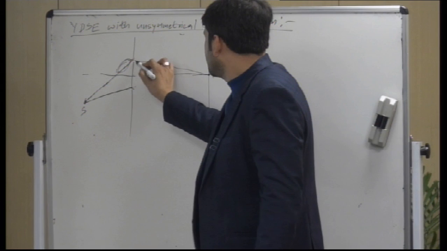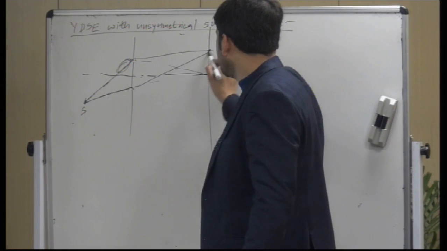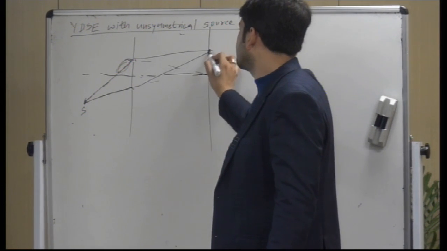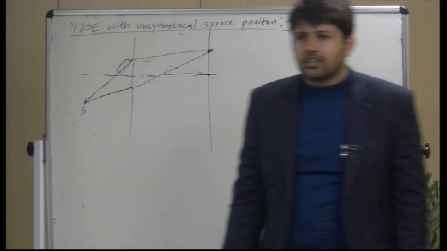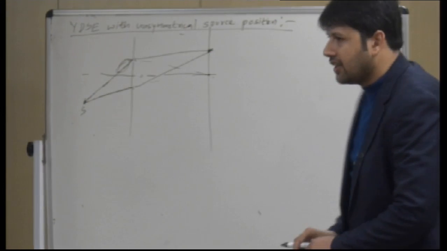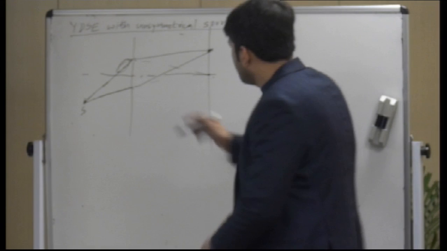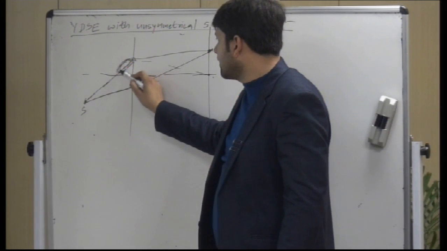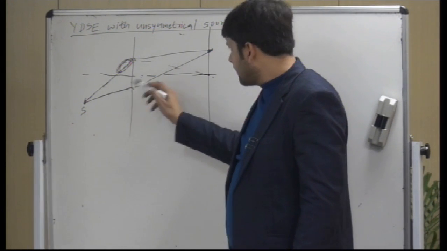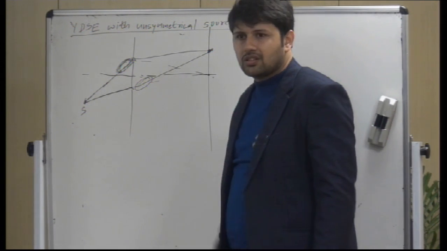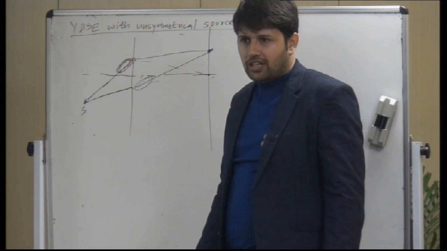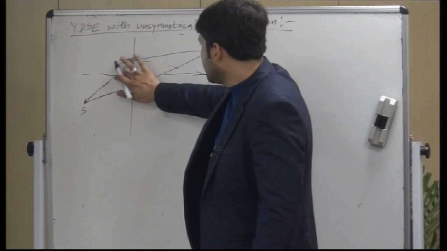Slightly above this, what happens? Now the lower one has to travel more distance, right? The lower one has to travel more distance. Is it okay? So now the extra path covered by the first should be equal to the extra path covered by the second one. It is offset now. Is it okay? Now let's do the analytical part.